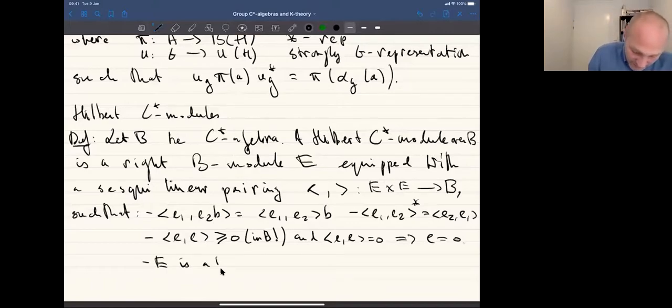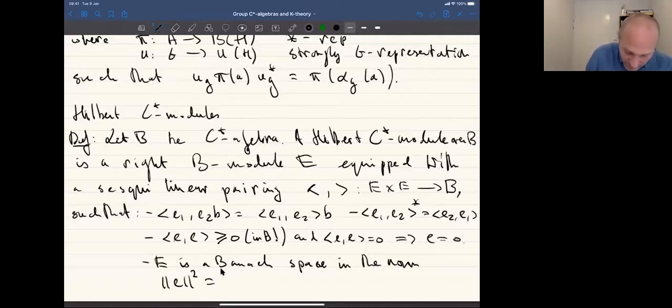E is a Banach space in the norm defined by, okay, the norm of E squared we're going to set equal to the inner product of E with itself and then take its norm in B. There's some minor amount of work to check that this actually defines a norm, but it always does define a norm. And then the requirement is that E is complete in this norm.